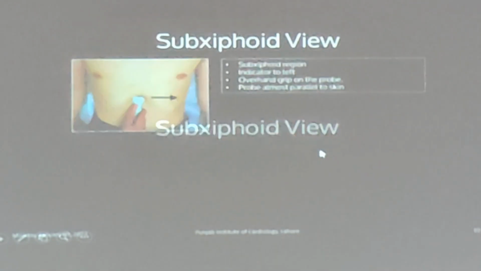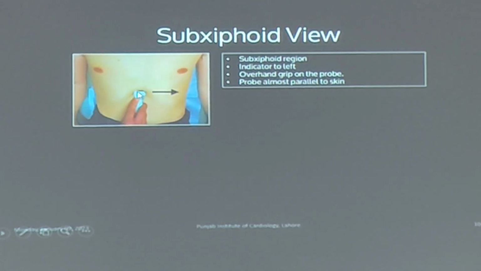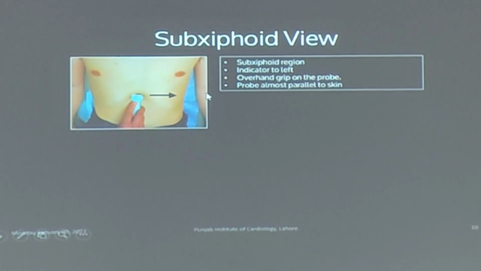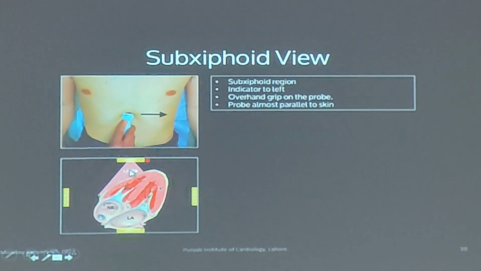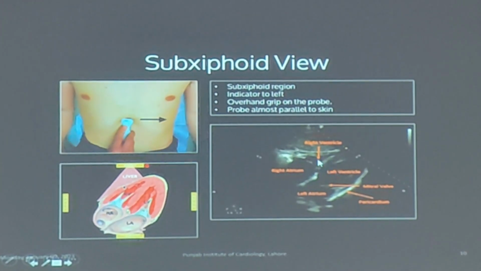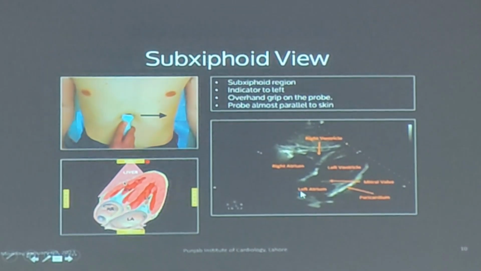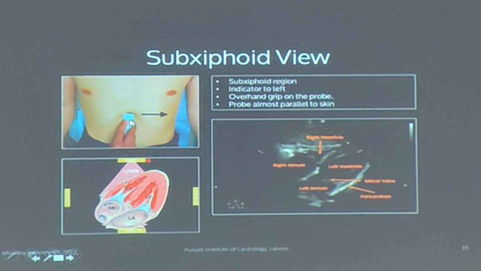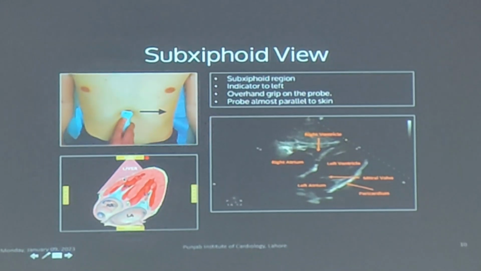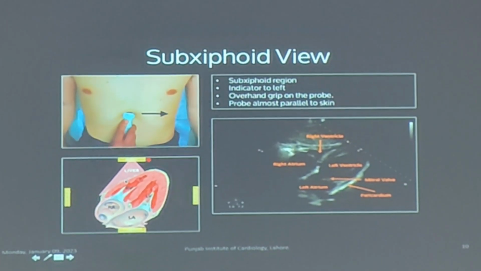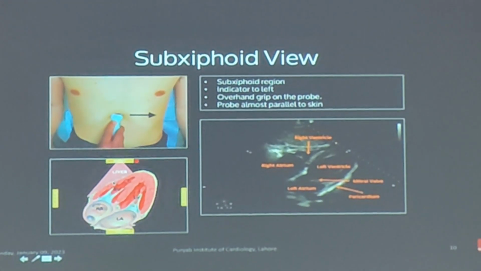Then the subxiphoid view: we put our probe in the subxiphoid position. The marker should be toward the left of the patient, and it can give us this view: the liver, and below the liver there will be the right ventricle, right atrium, left ventricle, mitral valve, and left atrium. If we rotate the probe 90 degrees clockwise, we will see the inferior vena cava as well, which will give us the status of the filling of the IVC.